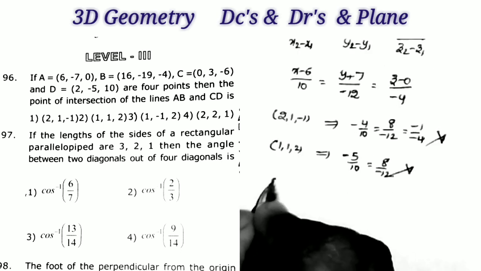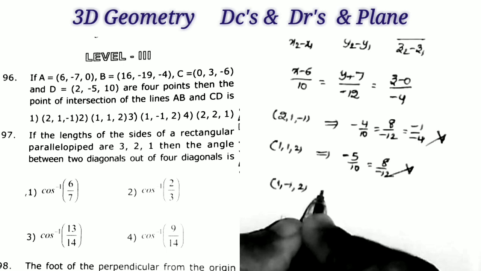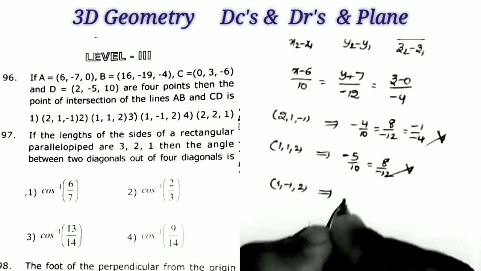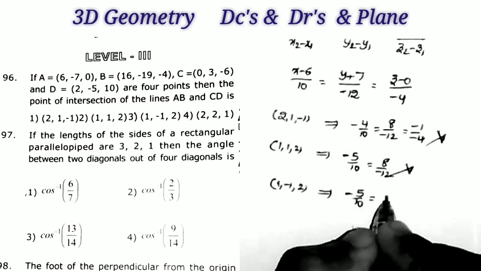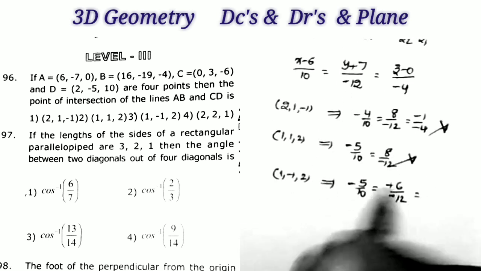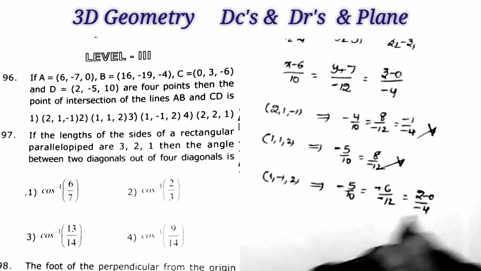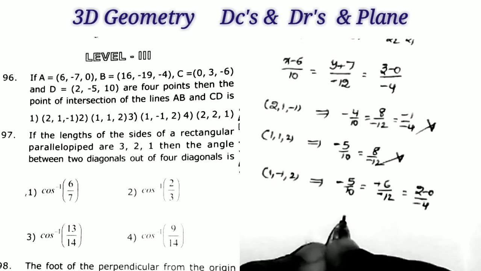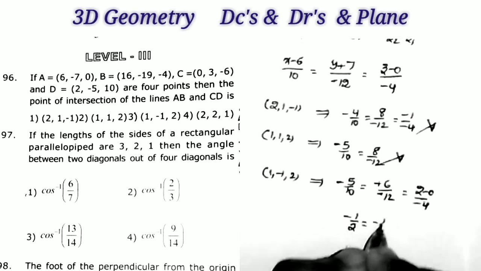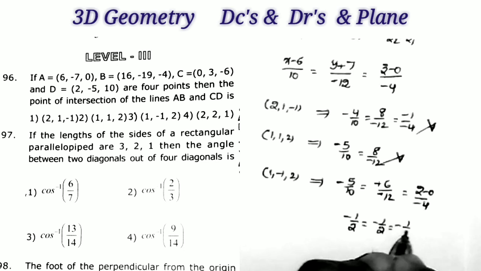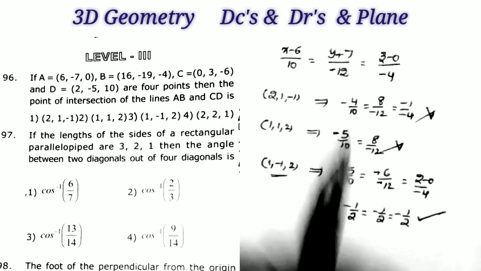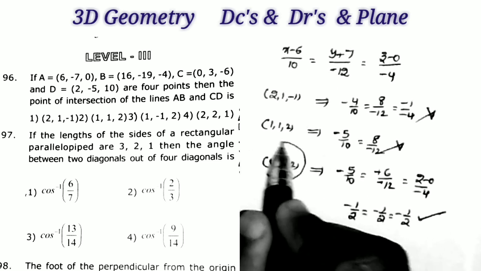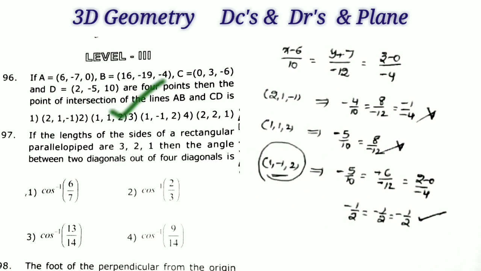Now taking the third point, (1, -1, 2). Now replacing this point: (1 minus 6)/10 is minus 5 by 10, equals (minus 1 plus 7)/(minus 12) is 6 by minus 12, equals (2 minus 0)/(minus 4). That is minus 1 by 2 equals minus 1 by 2 equals minus 1 by 2. Yes, this is the correct option. This point satisfies the line. Therefore (1, -1, 2) is the point of intersection of the given lines. That's all. This is the answer, and this is the shortcut process.